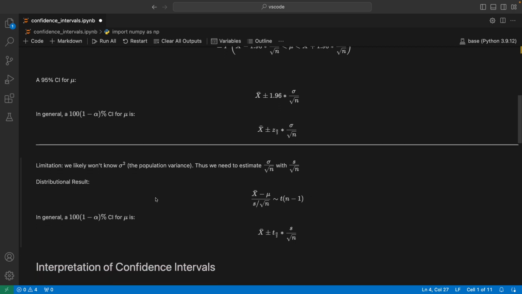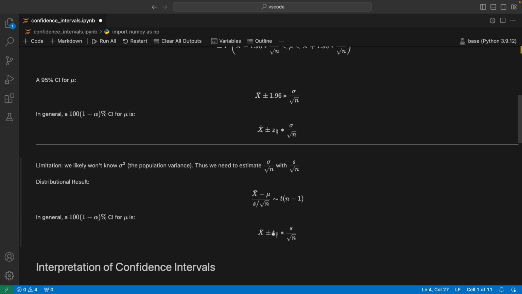Now, a limitation of this is that we likely won't know what the population variance is, so we would need to estimate the population variance sigma squared with the sample variance s squared. And if in this quantity we replace sigma with s, it turns out that it actually follows a t distribution with n minus 1 degrees of freedom. A t distribution looks pretty similar to the normal distribution, except that it has heavier tails, so you would expect more extreme values. But as the sample size approaches infinity, the t distribution will converge to the normal distribution.